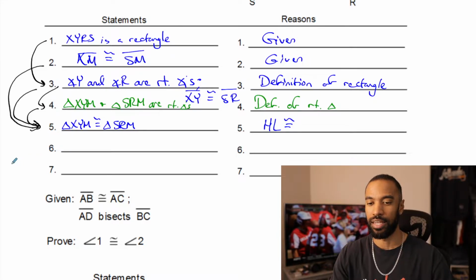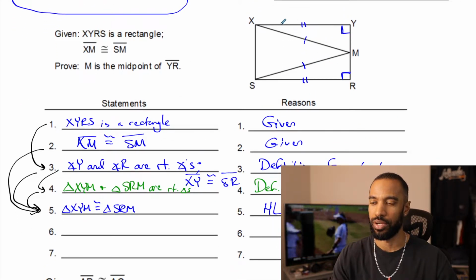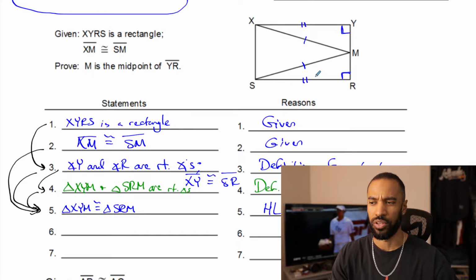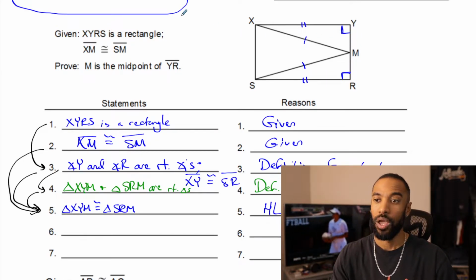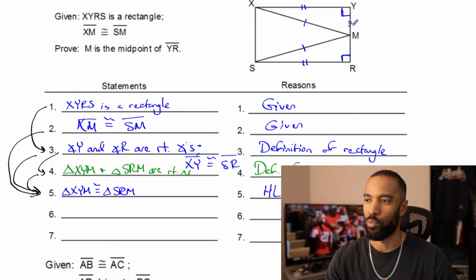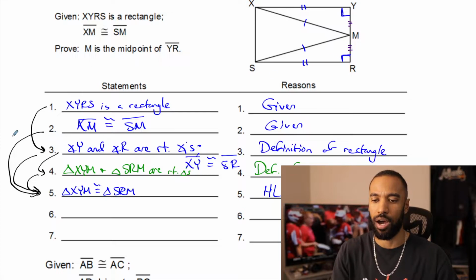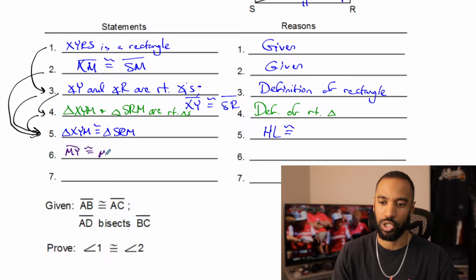Hypotenuse leg. The hypotenuses of these two right triangles are congruent to each other. One set of legs are congruent to each other. This is not a side angle side case. That would have been if these two were congruent, which, by the way, we're going to make that statement next. That does mean that MY is congruent to MR right here because these are corresponding parts of congruent triangles.